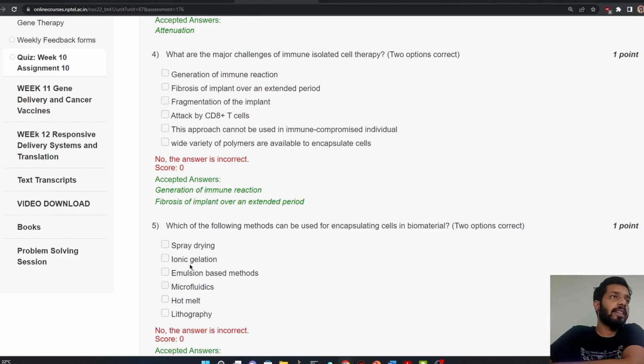So the easiest option here is microfluidics, right? What is microfluidics?